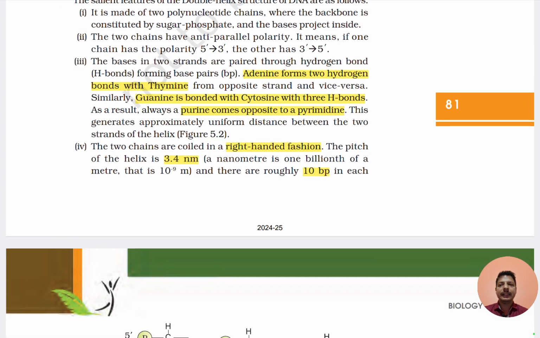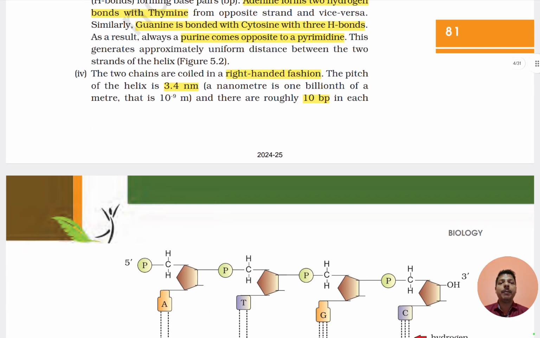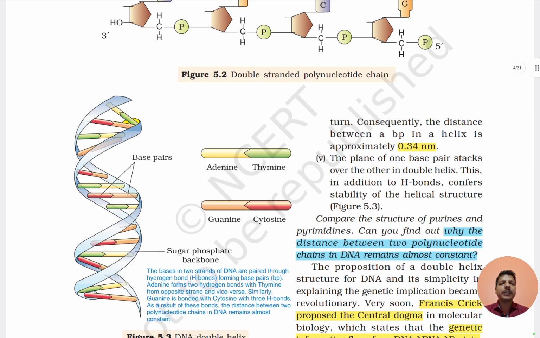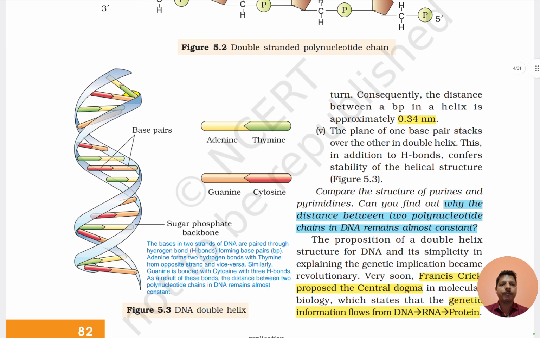Then the two chains are coiled in a right-handed fashion, and the pitch of the helix is 3.4 nanometers. A nanometer is one billionth of a meter, that is 10 to the power minus 9 meter, and there are roughly 10 base pairs in each turn. Consequently, the distance between base pairs in a helix is approximately 0.34 nanometer, and the plane of one base pair stacks over the other in the double helix. This, in addition to hydrogen bonds, confers stability to the helical structure.